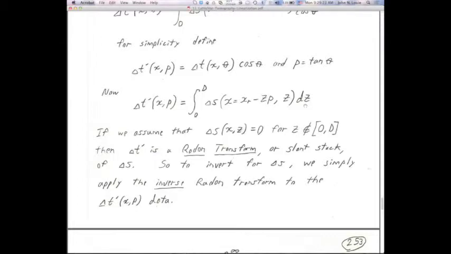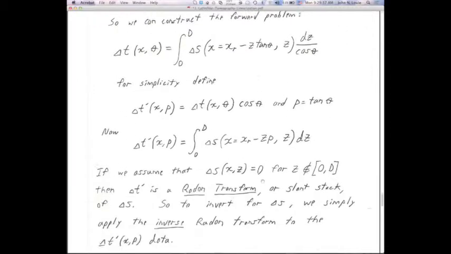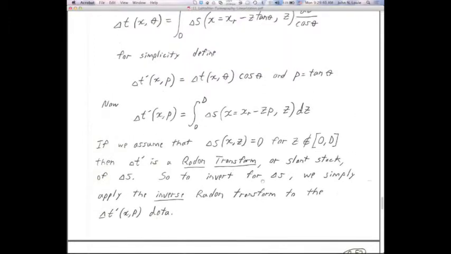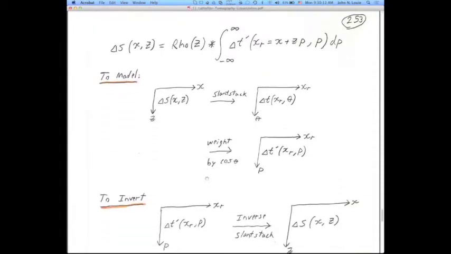All right. So let's assume that for z not a member of this interval 0 through d, in other words, there are no slowness perturbations outside, or deeper than, the depth interval we're looking at, then what we've got here is a very simple Radon transform. And in fact, it's precisely a slant stack, right? This is essentially t minus px. So to invert for delta s, all we have to do is apply the inverse Radon transform to the delta t prime data, and there's the inverse Radon transform.